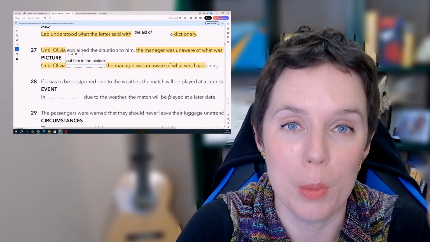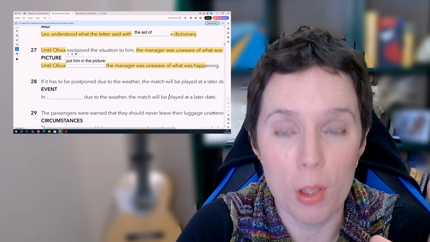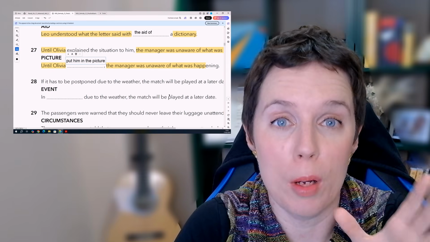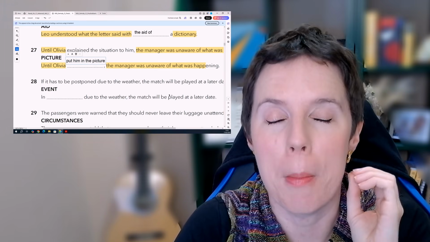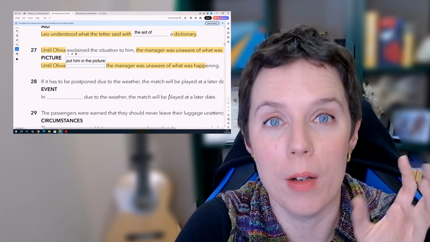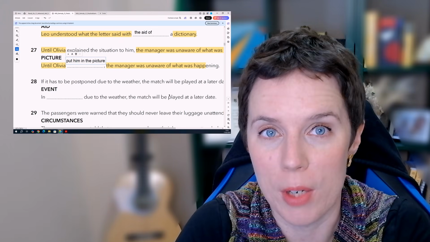But again, that's why you need to learn vocabulary. I say this in a lot of videos. Vocabulary for C1 and C2 is a massive part of the exam that a lot of people underestimate.